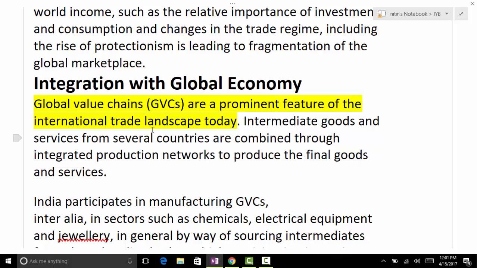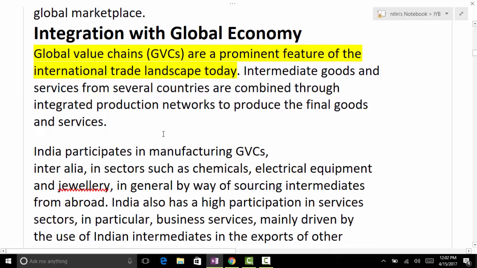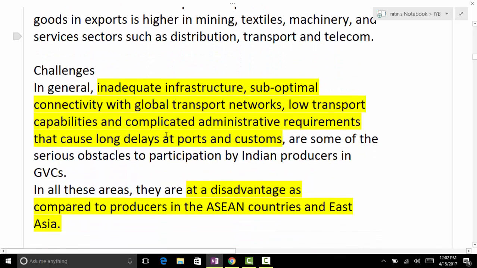Are you getting this point? Initially the value is low. It keeps on improving with value addition at the higher level. So just remember what the integration of the global economy means. Now challenges are given, certain challenges.